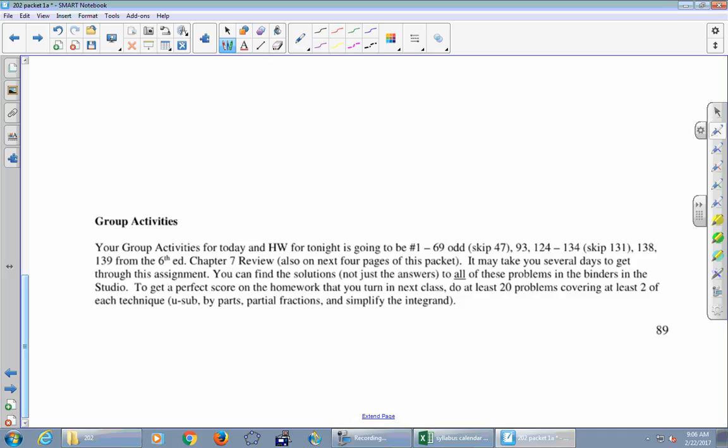If you go a couple of pages after, you'll find the answer key to these problems. But if you actually want detailed solutions, you need to go grab one of the binders in the Math Studio, all right? Okay, I will walk around. Oh, you don't need to do all of them for a perfect homework score, at least 20, but don't do the first 20. Make sure you do different kinds of techniques.